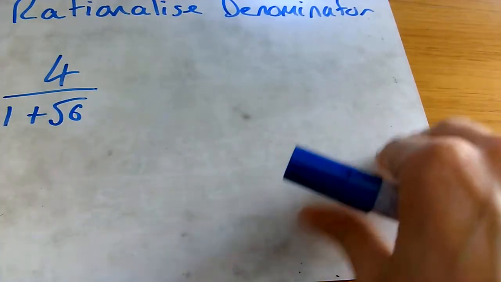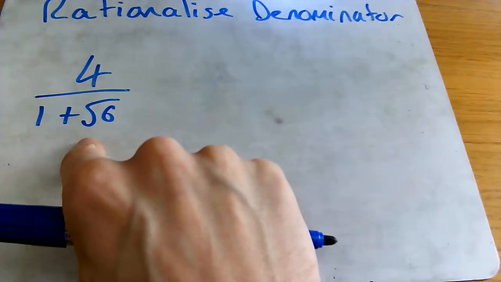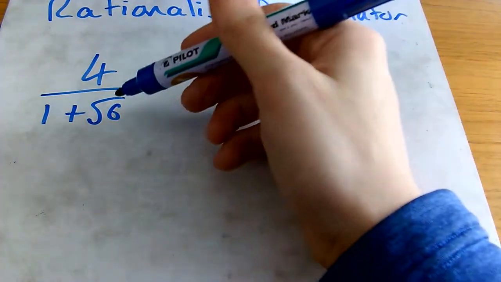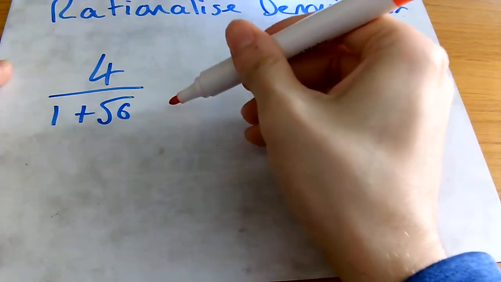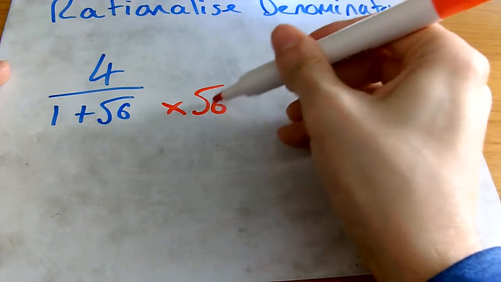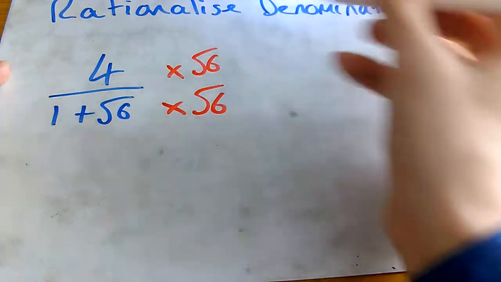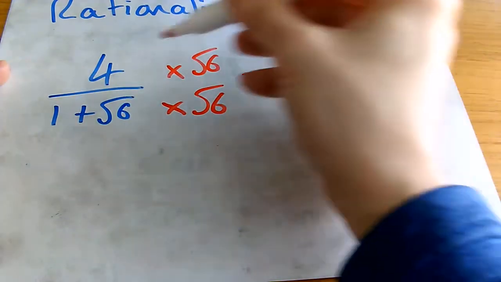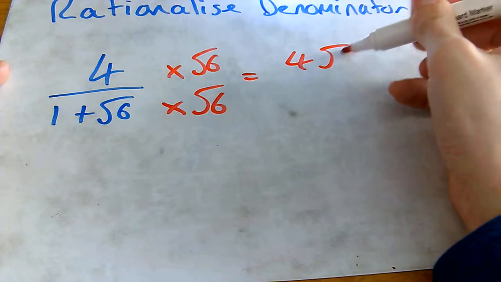And the last thing, rationalise denominators when you've got a denominator that looks like this. So the problem is here, we can't just multiply by root 6, because if we did that, probably worth seeing what happens if you do that. Multiply by root 6 on the top and bottom. Yeah, it's not really a big problem for the top. We're just going to get 4 root 6.